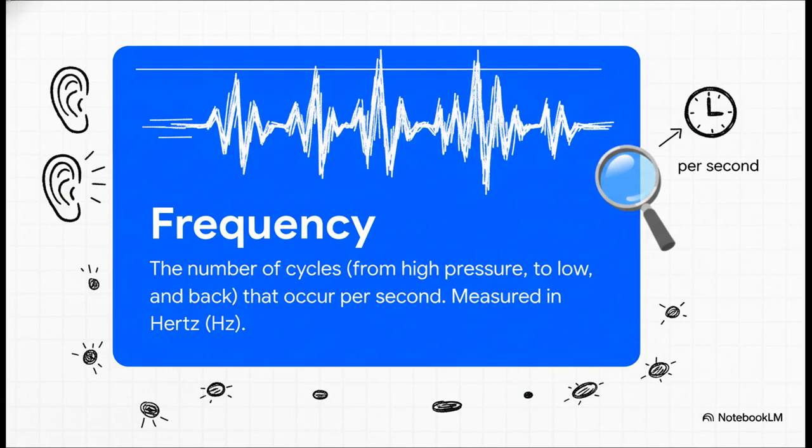The very first ingredient is frequency. This is super simple. It just tells us how fast that wave is oscillating. You know, how many full cycles, from high pressure to low and back again, happen every single second. We measure this in hertz, or Hz, and what our brains perceive is the pitch of the sound.